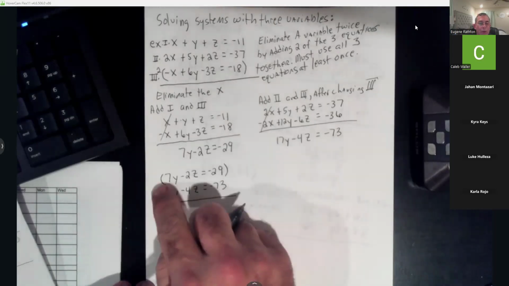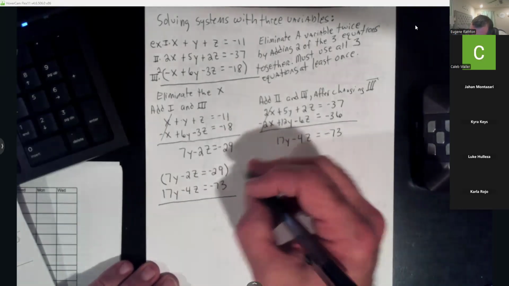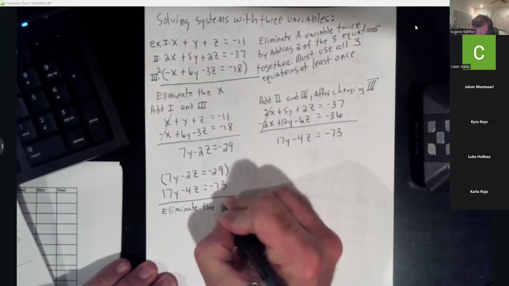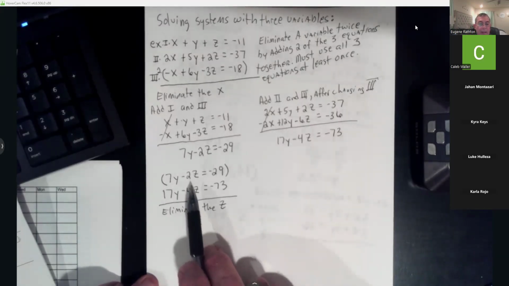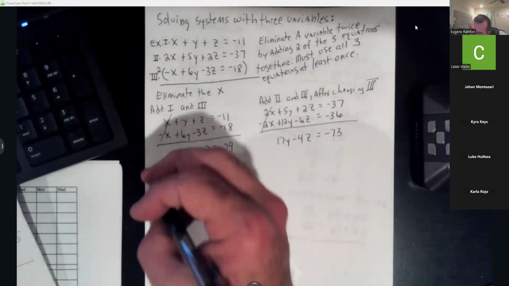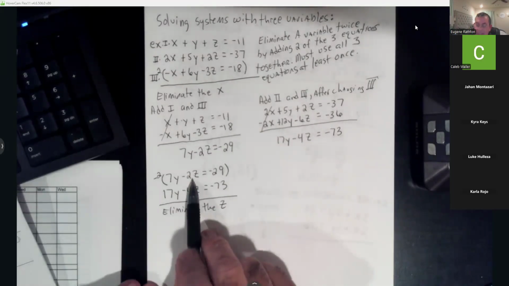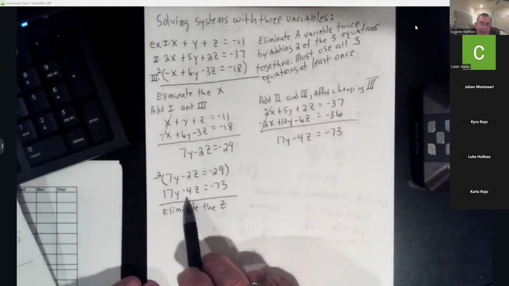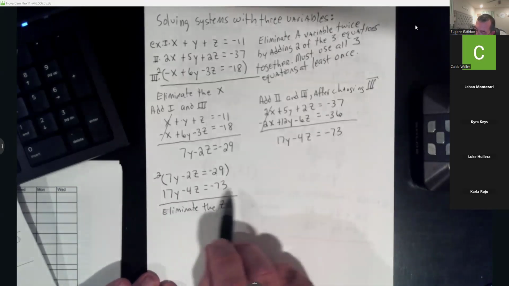So tell me, what could I multiply this first equation by to eliminate that z? Because remember, one of these got to be negative, one of these got to be positive. So 2, but it's going to be a negative 2, okay? Because remember, negative times negative will make that z positive, since this one here was negative. So I'm going to change the first equation by multiplying by negative 2.